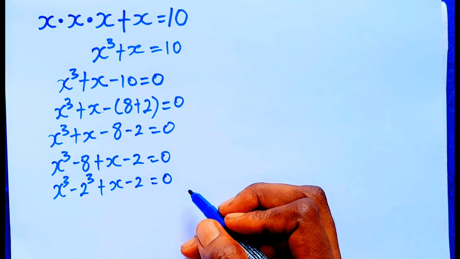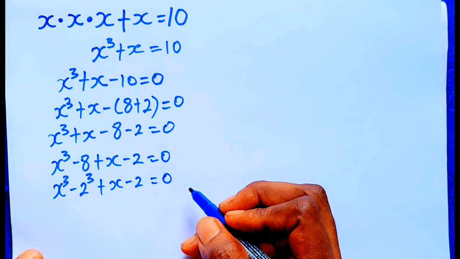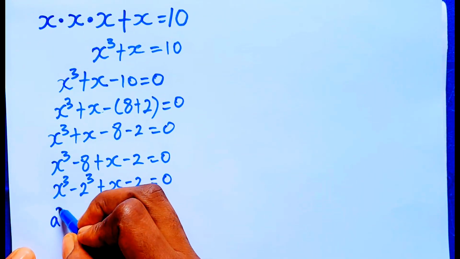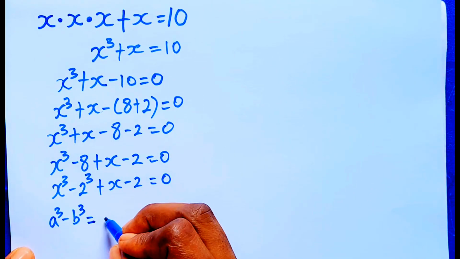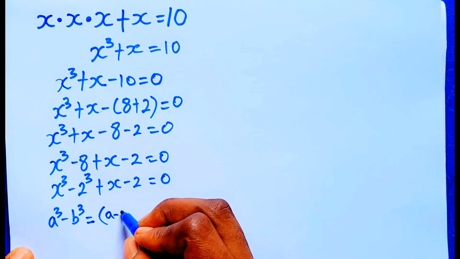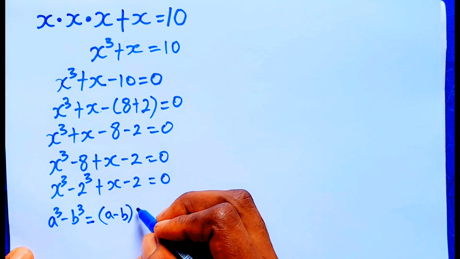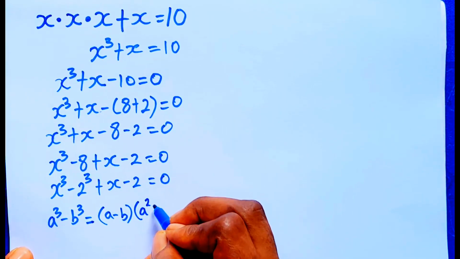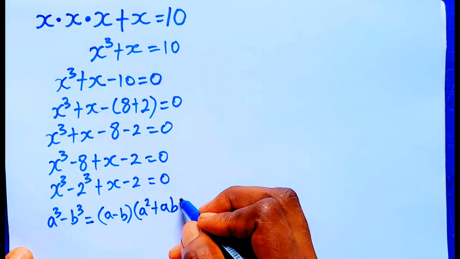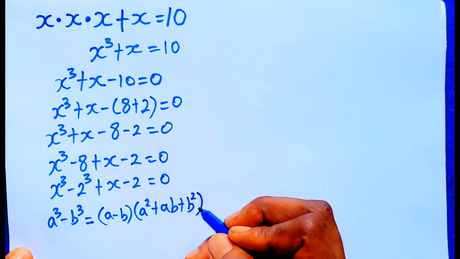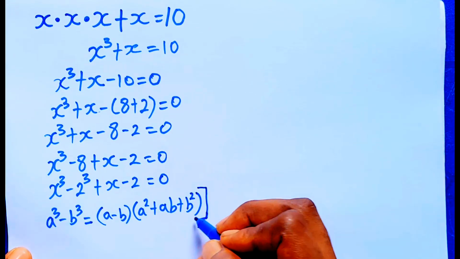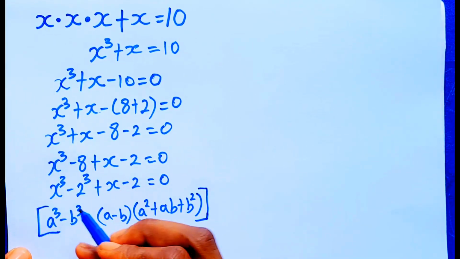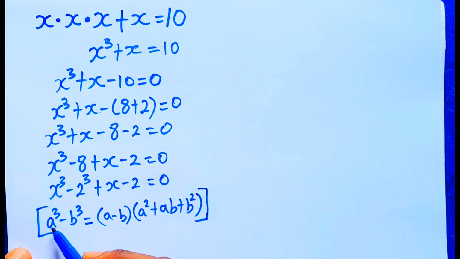Now we are going to apply this algebraic identity rule. And the rule says that if you have a cubed minus b cubed, this equals a, open parenthesis, a minus b, okay? Then open another parenthesis, a squared plus ab plus b squared, okay? Now this is an algebraic identity rule, and we are going to apply this rule in this given equation. This x cubed minus 2 cubed is in this form. So we are going to expand it in this form.